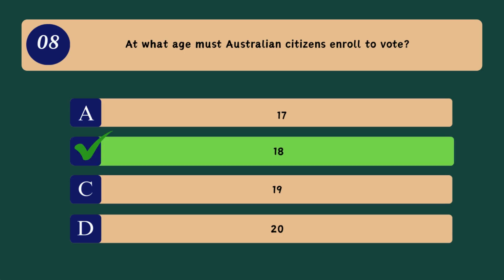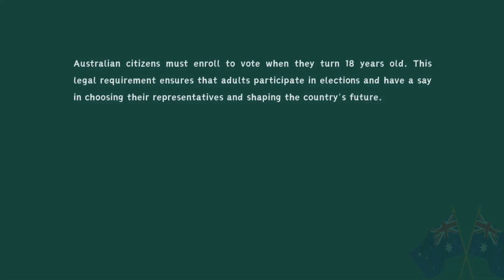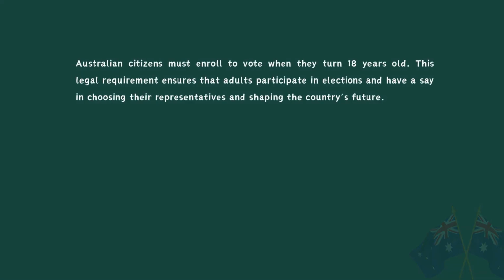Correct answer. B. 18. Australian citizens must enrol to vote when they turn 18 years old. This legal requirement ensures that adults participate in elections and have a say in choosing their representatives and shaping the country's future.